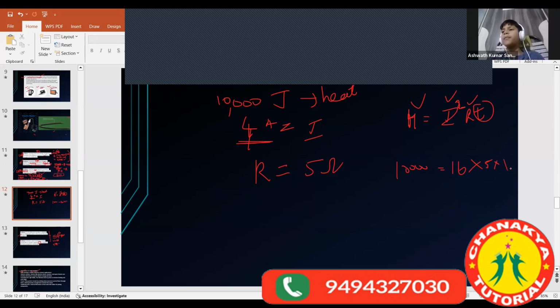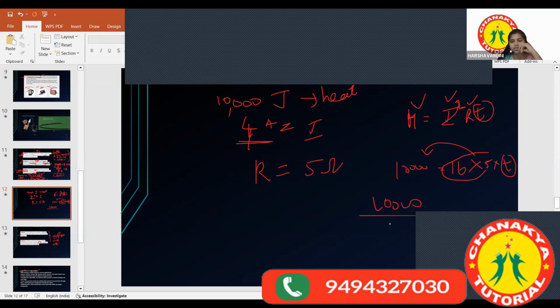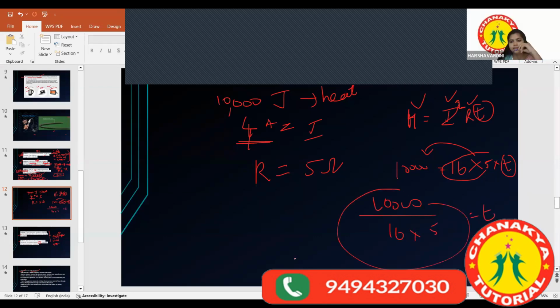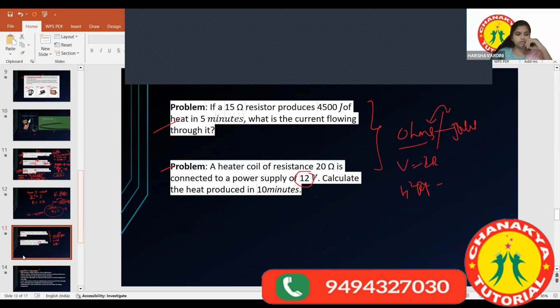Resistance is 5 and time we don't know. Keeping time on the right side, I'm taking all the others to the left-hand side. So 10,000, when it is in multiplication and comes to this side, it becomes a division, is equal to T. When you do this math, you will get 125 seconds as the answer. That's all. Got it now? Okay, so tomorrow we'll solve these two questions.